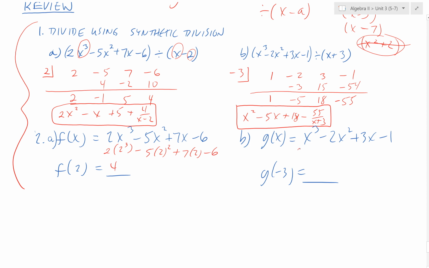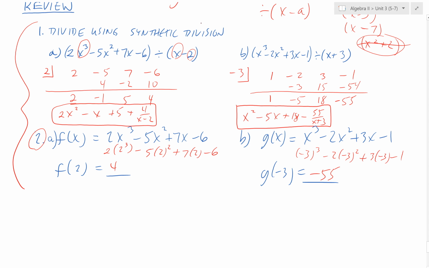And then this one is going to be -3 cubed minus 2 times -3 squared plus 3 times -3 minus 1. And what do you get? -55. Did anyone see a relationship between the answers in problem 2 and the answers in problem 1? What do you see, Chloe? It's the remainders. That's right.